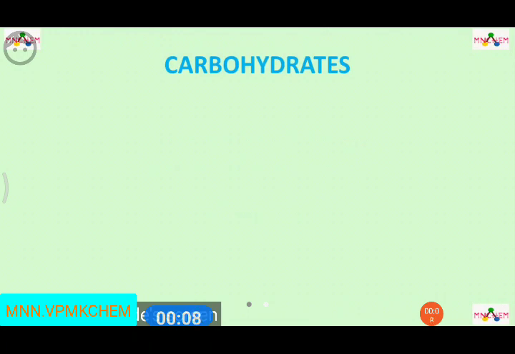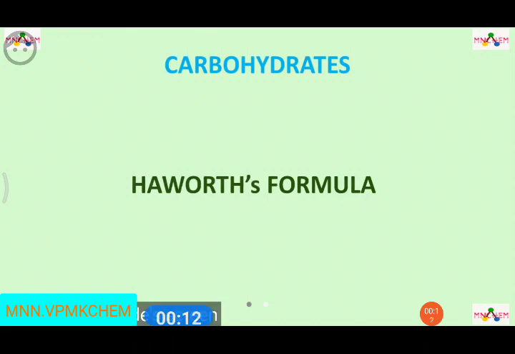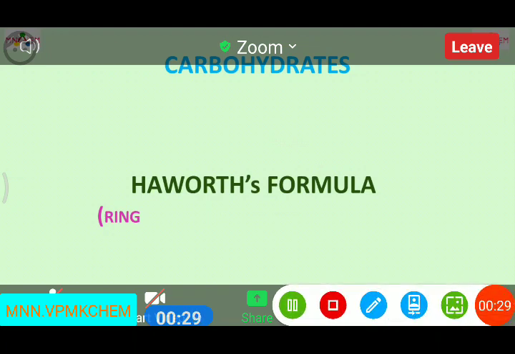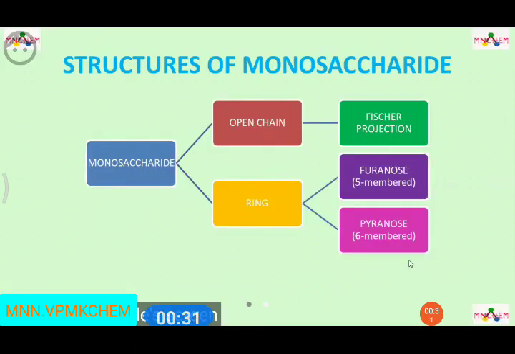Today's session we are going to discuss the Haworth formula. It is particularly used to draw the ring structures of monosaccharides. When we talk about the representation of monosaccharides, the structure can be drawn.